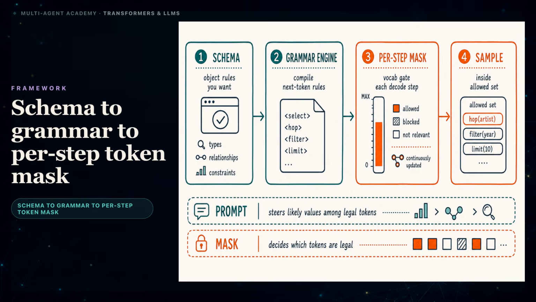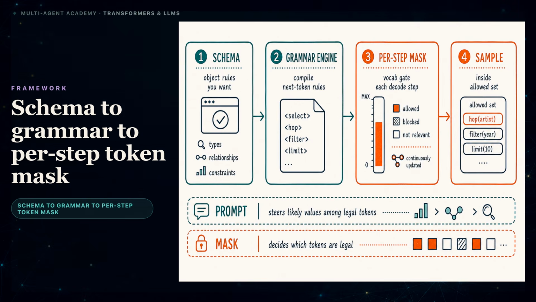Now, let's follow the schema from the request to the next generated token. The schema defines the object structure, including required keys, value types, and any supported limits on those values. The decoding system converts those rules into an internal grammar that can answer one question repeatedly: which tokens may legally come next? The answer depends on the text generated so far.